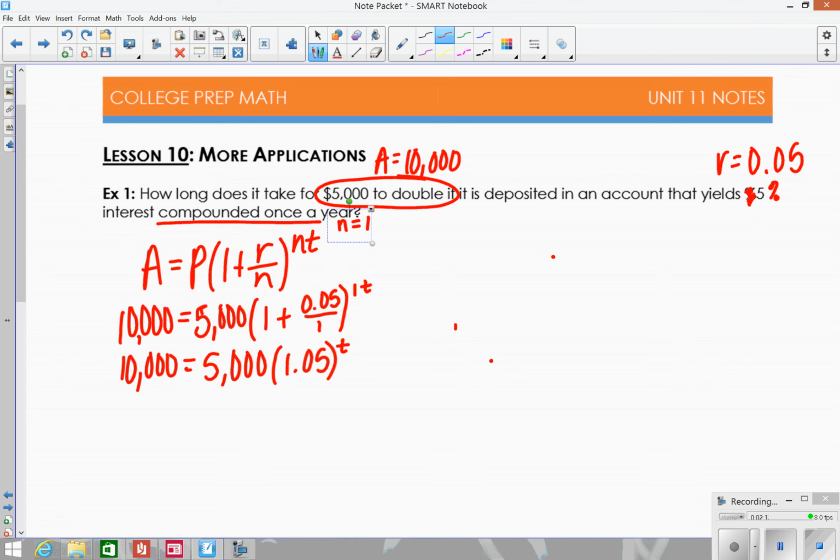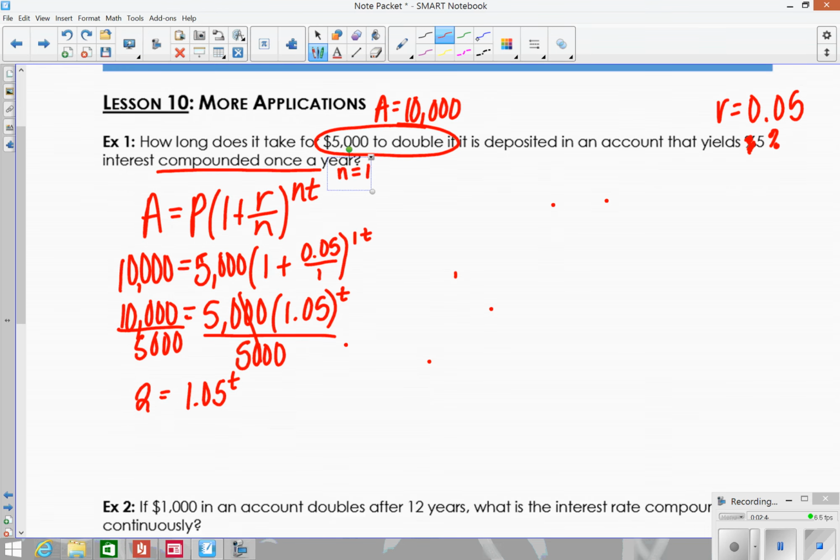So now we have an exponential equation that we're trying to solve for t. We're trying to find the exponent. So just like all of the ones we did in the last lesson, we're going to divide everything and isolate that base. So I divide everything by 5,000. I get 2 equals 1.05 to the t. So you're asking yourself, what do I have to raise 1.05 to get 2? It's not going to come out to be a nice number. So this is where logs come into play.